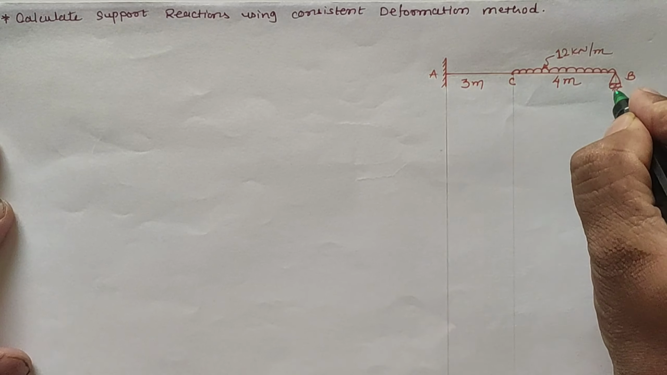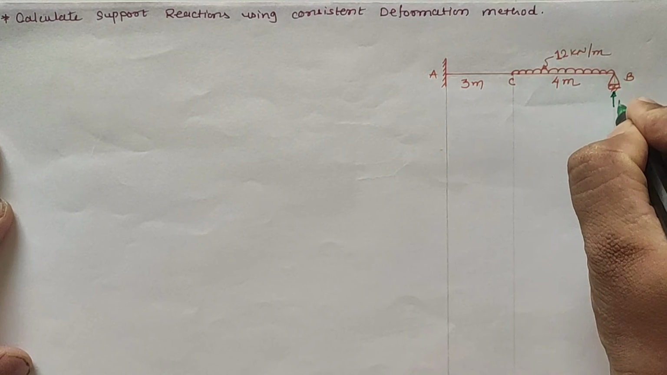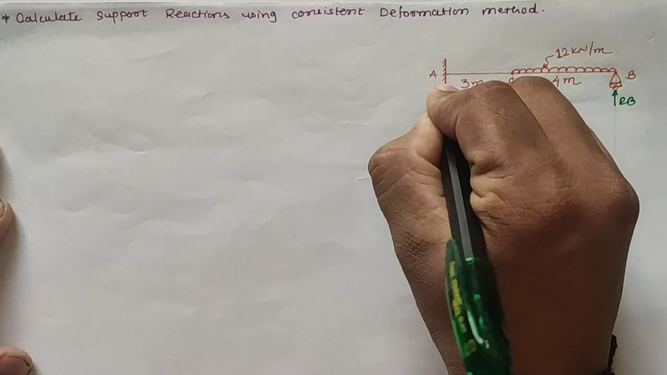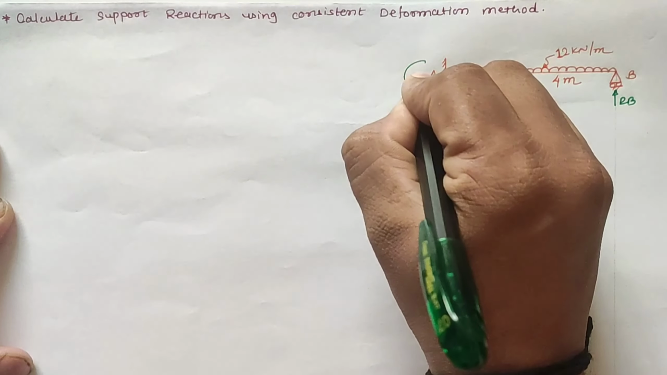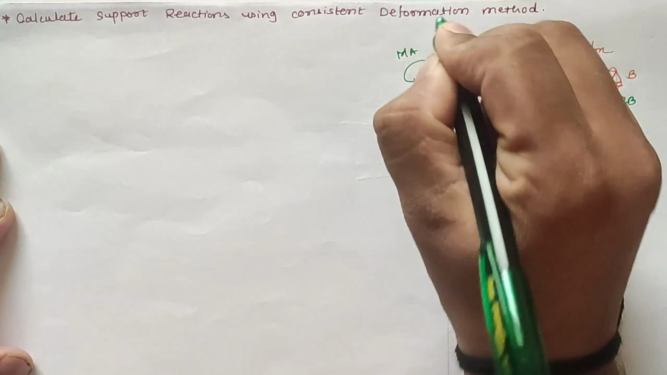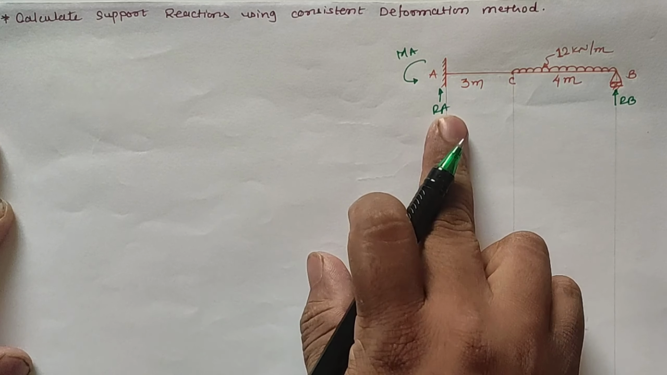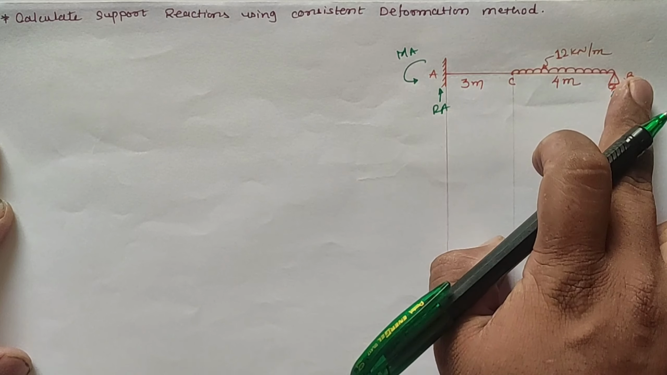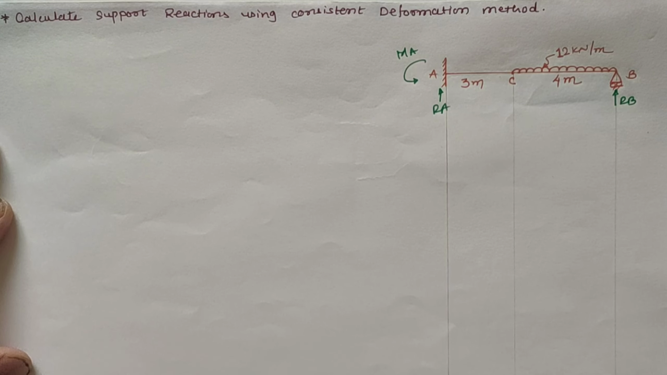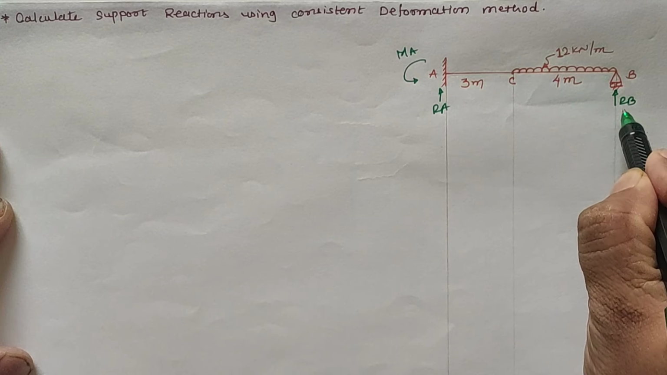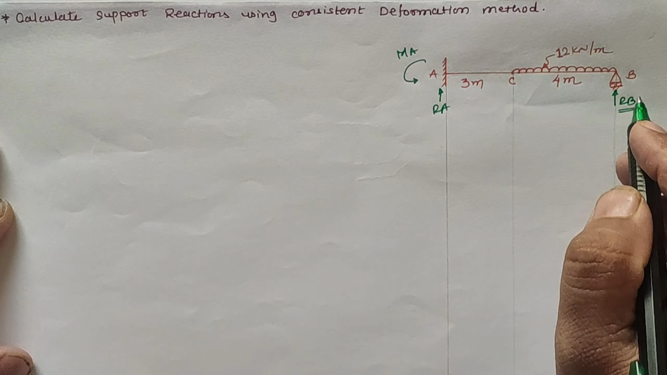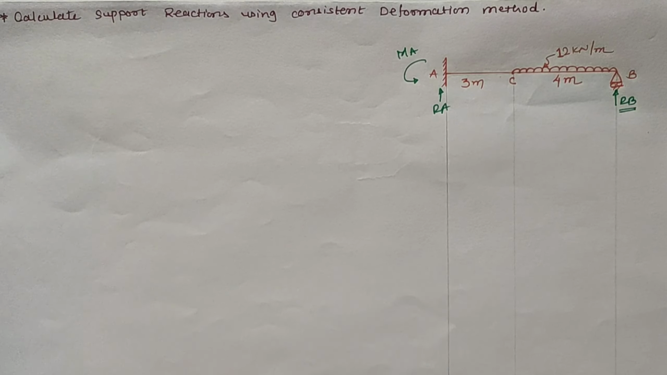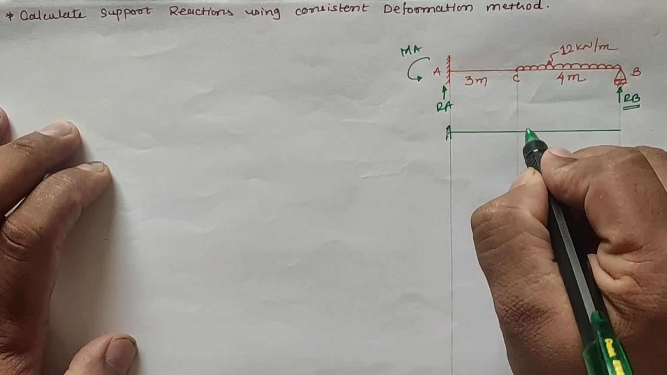Now if we assume the reactions at the fixed support as a vertical RA and an anticlockwise moment MA, and a vertical RB at location B as a roller support, and if we select RB as the redundant, then the released structure is a cantilever beam.